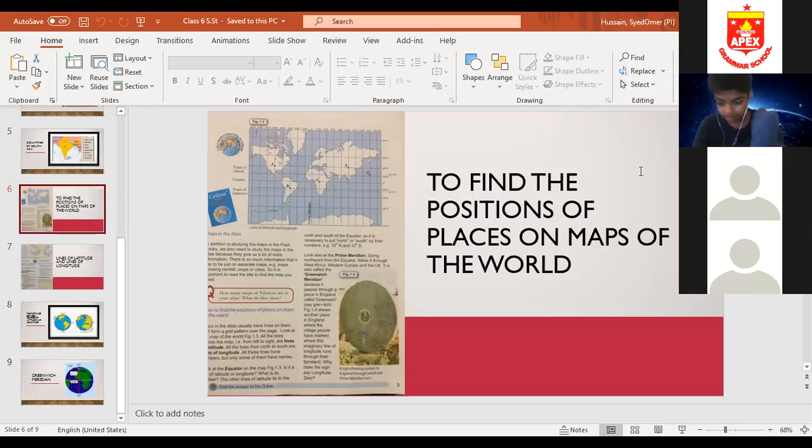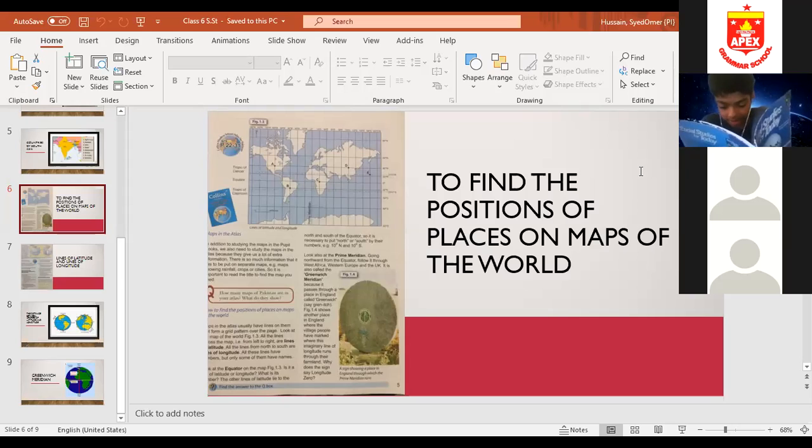Look also at the prime meridian on the right side of the page. Look also at the prime meridian. Going northward from the equator, follow it through West Africa, Western Europe, and the UK. It is also called the Greenwich Meridian.